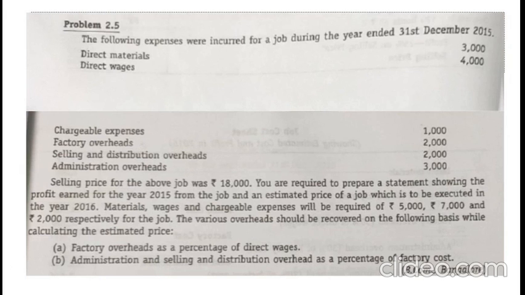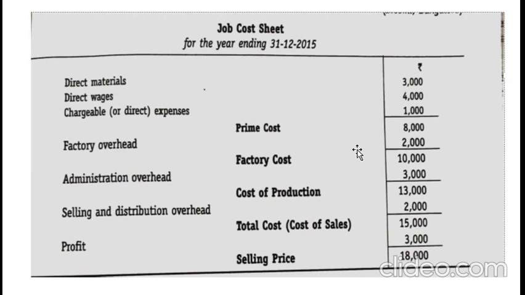Which is 2,000. So you will be taking factory overhead 2,000. So prime cost plus factory overhead will give you the total of factory cost, which is 10,000. So 8,000 plus 2,000 is 10,000. Next, after finding factory cost is your administration, office and administration expenses.